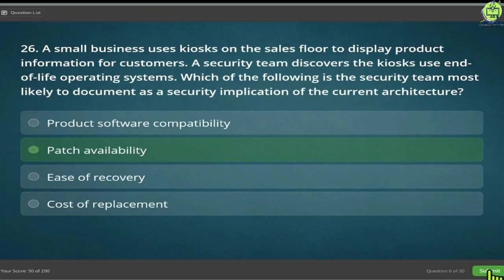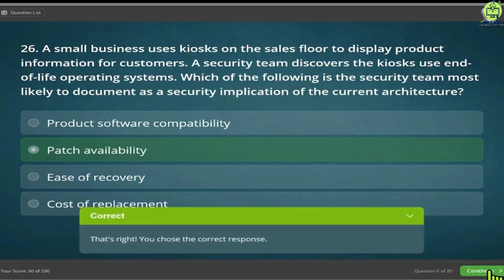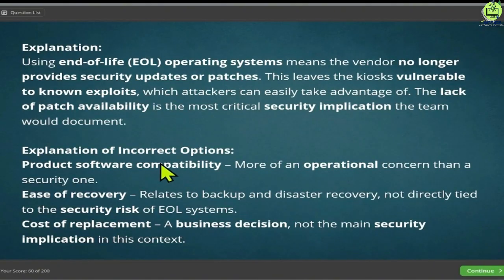All right, so let's see what our answer is. This is correct, and the reason for this is because using an end-of-life operating system means the vendor no longer provides security updates or patches, and this leaves the kiosk vulnerable. So you can read through the remaining explanation to better understand why that is the correct answer. All right, so let's just go to the next question here.